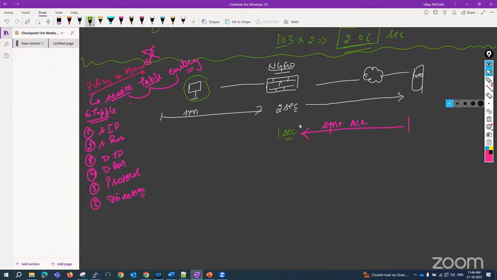So total, how many packets were there? 103 packets. From which one packet is taking 2 seconds. The rest, 102 packets, are taking 1 second each, so 102 seconds total, plus these 2 seconds. So which one is the better one? What do you feel? This 206 second processing or this 104 second processing? Which one is the better one? Yeah, second one. So that's the feature of next generation firewall.